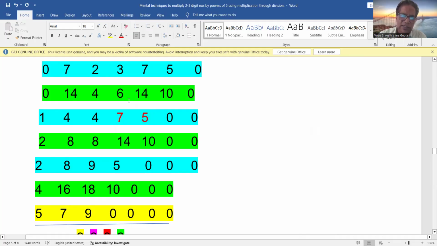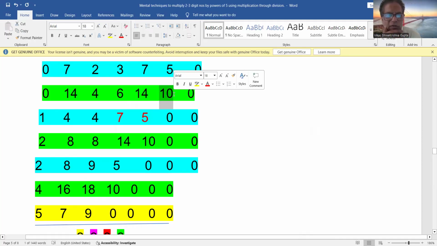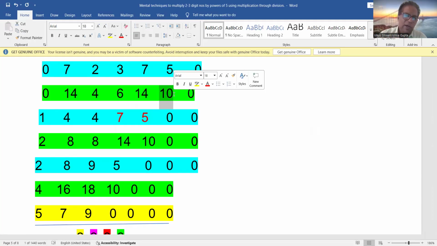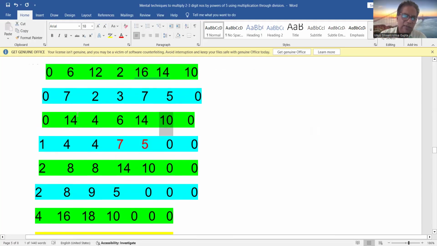So 6 is less than 7. I write 6 over here. I take 1 extra to 5, it becomes 15. But 15 is again an odd number. So I write 14 and take the extra 1 to the next number 0. It becomes 10. So the final number after conversion is 0, 14, 4, 6, 14, 10, 0. Divided by 2 for the third time, and you get the answer as 0, 7, 2, 3, 7, 5, 0.